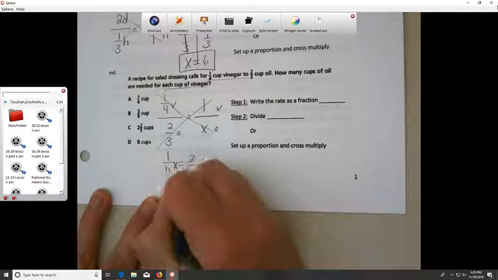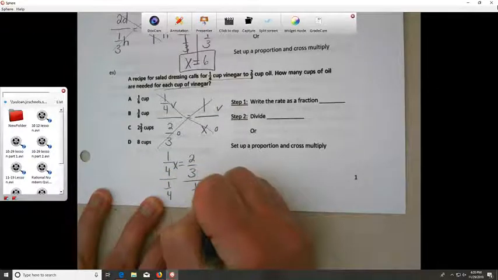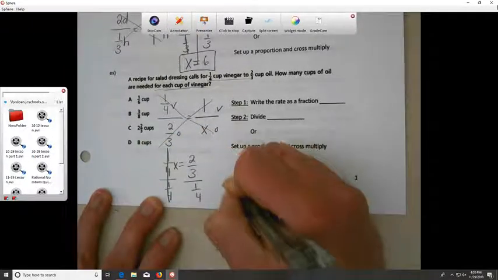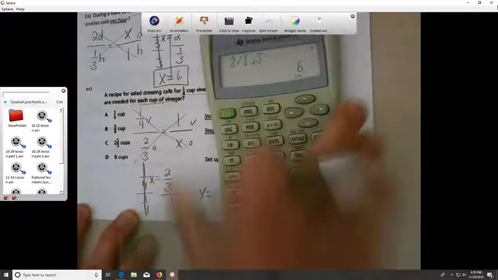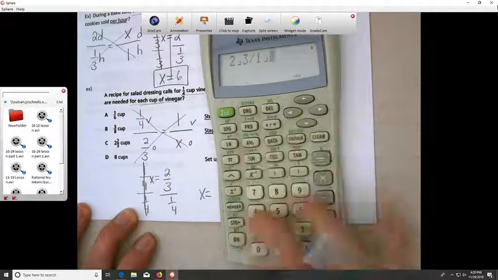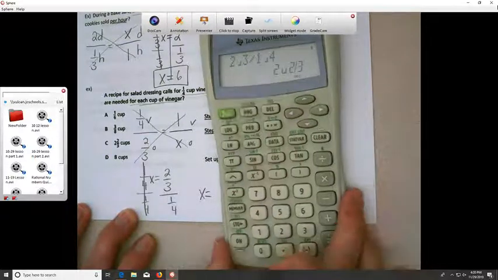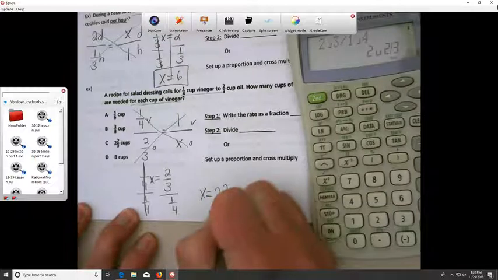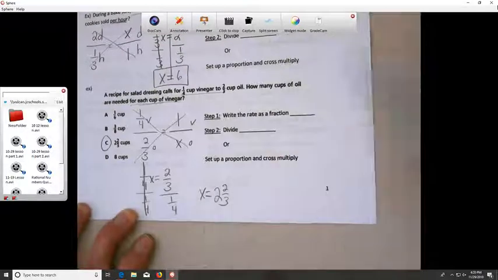And now again, we're going to solve this by just dividing both sides by 1/4. So those are going to cancel out. And then you're going to take your calculator and do 2/3 divided by 1/4, and that gives us 2 2/3, which is choice C.